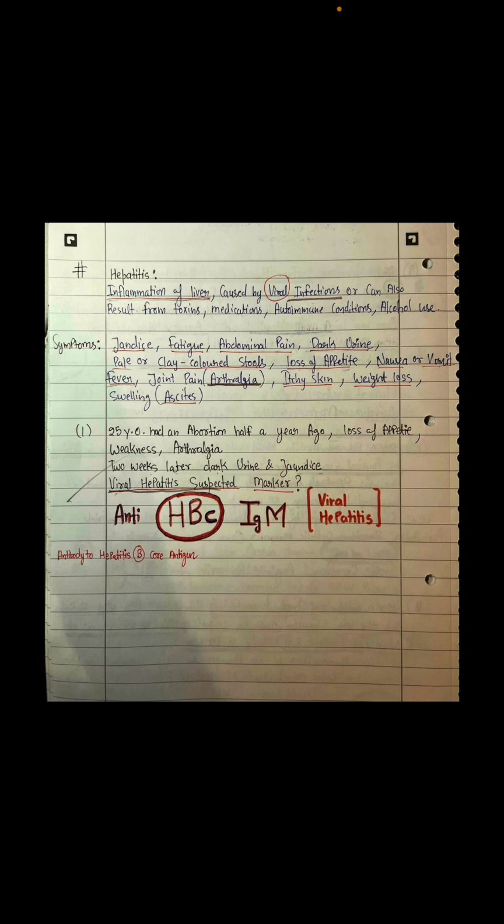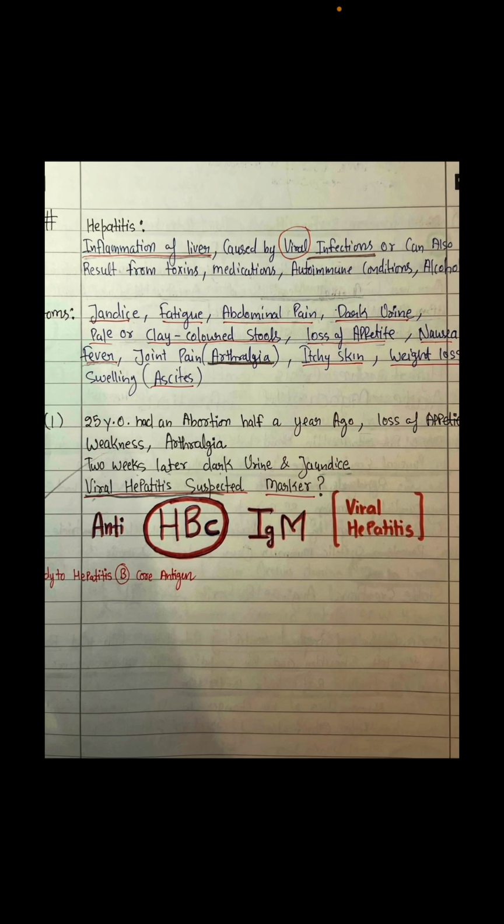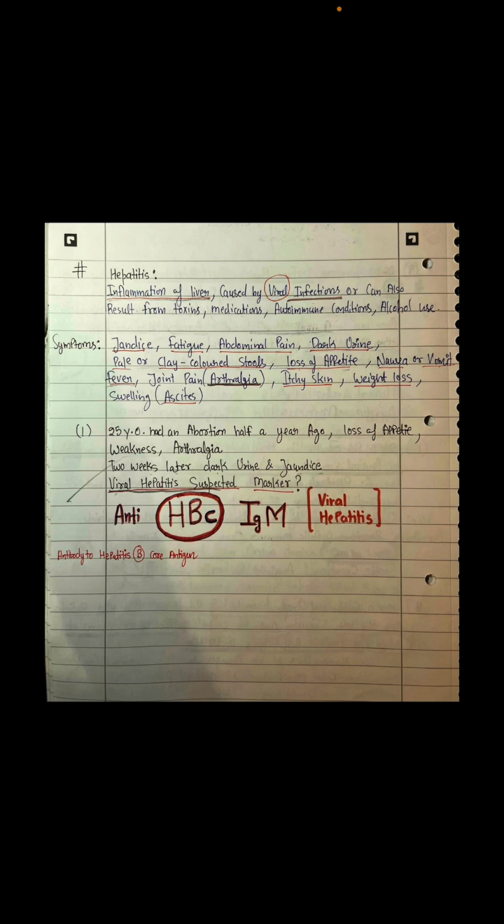A 25-year-old had an abortion half a year ago, with loss of appetite, weakness, arthralgia. Two weeks later she developed dark urine and jaundice. Viral hepatitis is suspected. So what should be the marker of the hepatitis here?